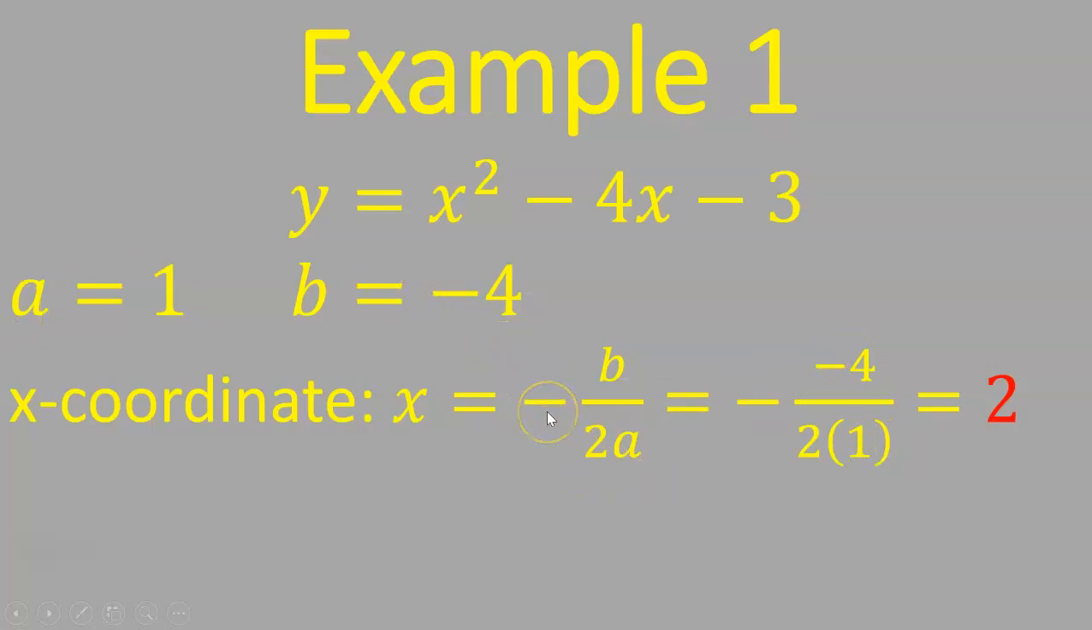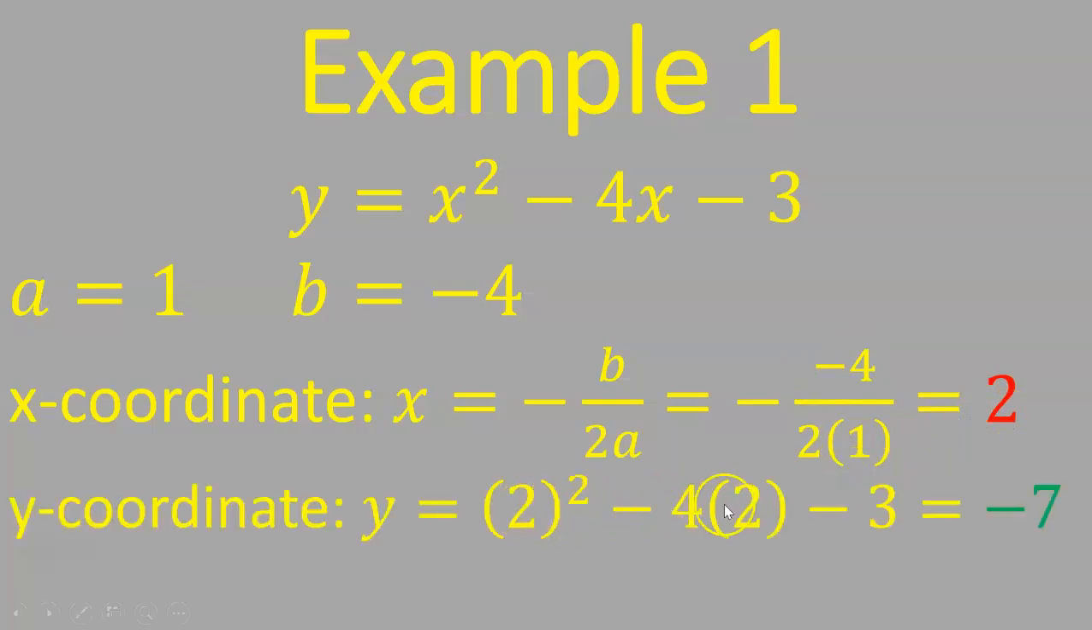Now notice there is a negative in our formula, so there's two negatives. And it's pretty easy math here. That ends up being a 2 for your x coordinate. For your y coordinate, we're just going to put 2 back into the equation. So you can see a 2 in both of those spots. We could have made those red. We didn't here. But 2 took the place of x.